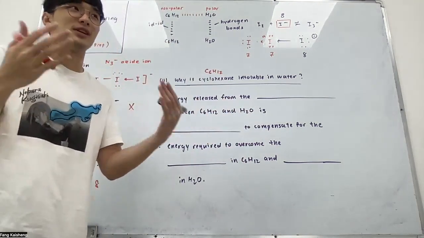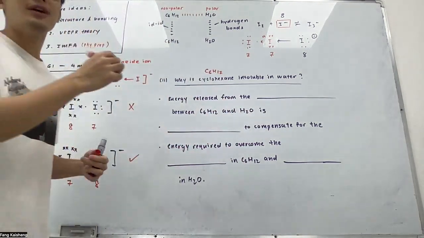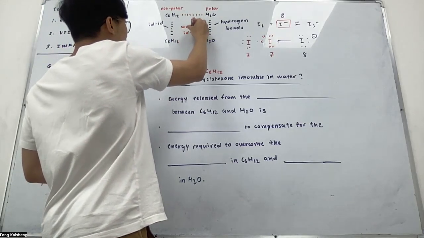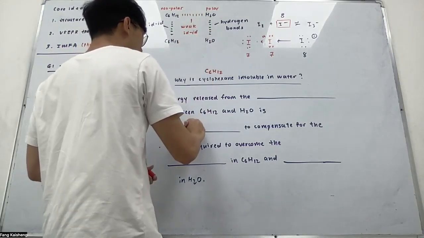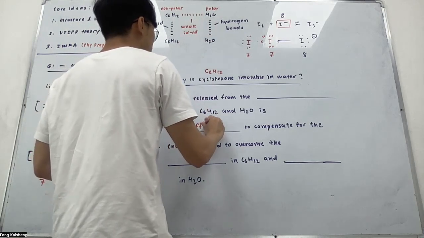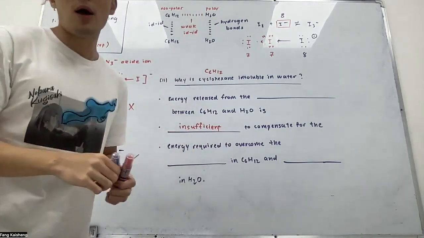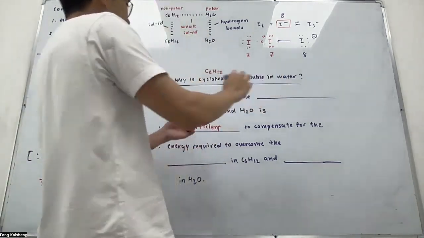Okay, very weak, right? So what's the weakest form of interaction you guys know? ID-ID. Okay, so you can clarify that this is a weak ID-ID attraction. It is insufficient to compensate for the attractions they are trying to break. Does that make sense? So in this case, what we have is just fill in the blanks.